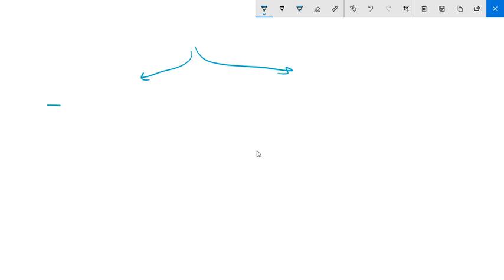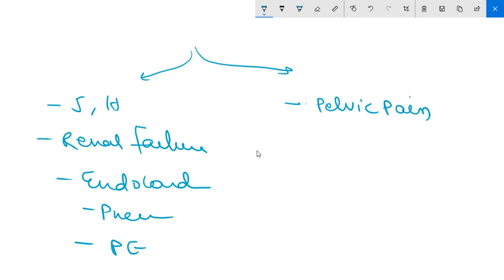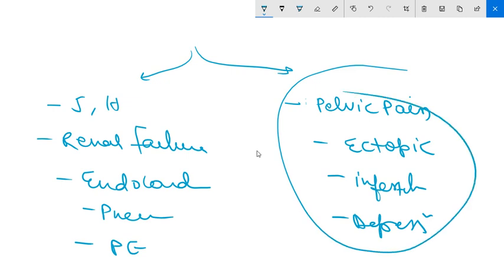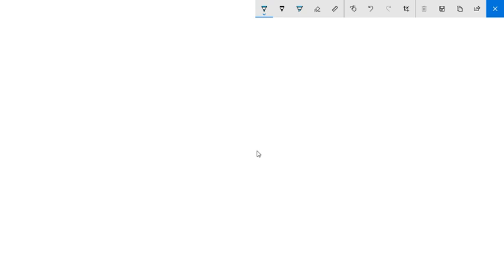In systemic complications, the woman may suffer from jaundice, hepatitis, renal failure, endocarditis, pneumonitis, or pulmonary embolism. Remote complications are, first, chronic pelvic pain. Then there may be ectopic pregnancies, secondary infertility, or depression. So these are the remote and systemic complications. This is all about criminal abortion.